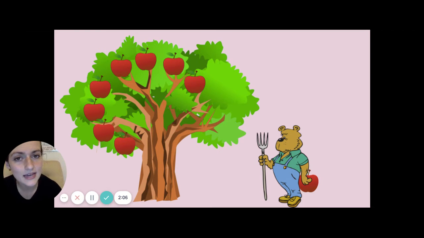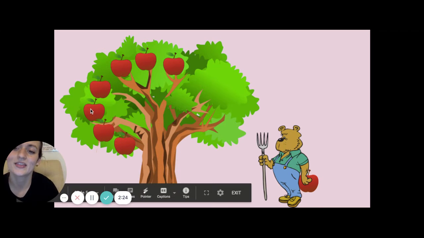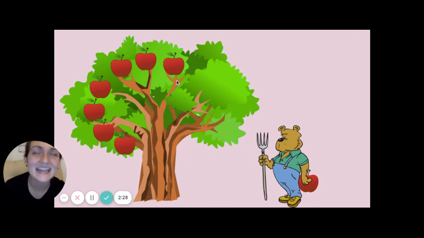But do you think he was satisfied with only picking 2 apples? I do not think so. He picked another. And now how many do we have? What's 1 less than 8? Do you already know? What's 1 less than 8? Let's count. 1, 2, 3, 4, 5, 6, 7. He had 7 apples left in that tree, because 7 is 1 less than 8.